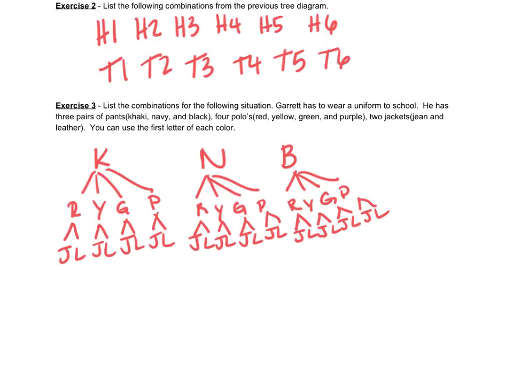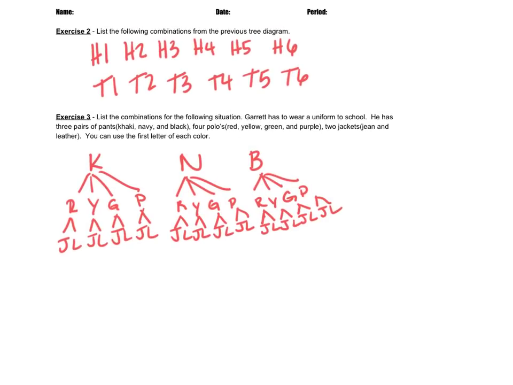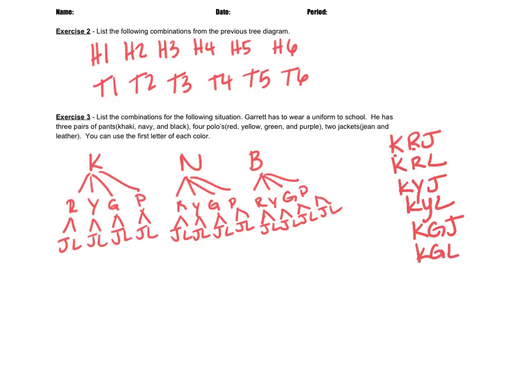Okay? This is the tree diagram part, and the listing is just, I would do, you have K, R, J. What does that represent? It represents khaki, red shirt, jean jacket. Right? And then what would you have? K, R, L. Because that's khaki, red shirt, leather jacket. That's a lot of choices. Yeah, there's a lot of choices. Okay? So, we're going to talk about that later on, but you're going to go khaki, yellow, jean, khaki, yellow, leather, khaki green jean, khaki green leather, and then khaki purple jean, khaki purple leather, and that's the first set.